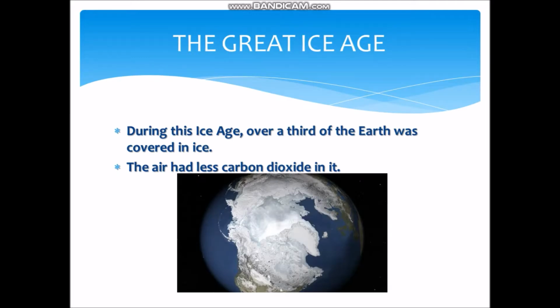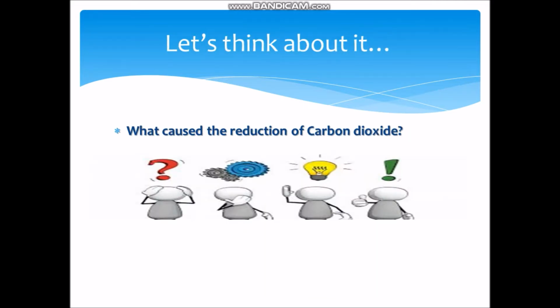The Great Ice Age. During this ice age, over a third of the Earth was covered in ice. The Earth had less carbon dioxide in it. Can you imagine? Let's think about it. What caused the reduction of carbon dioxide?